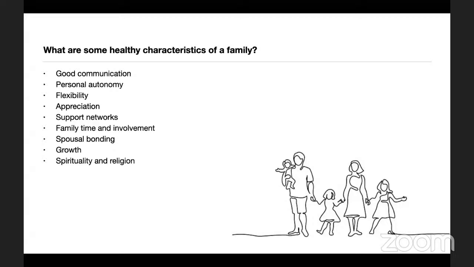So what are some healthy characteristics of a family? The list is very extensive, but it includes good communication between all members, personal autonomy for each person, flexibility within the family unit, appreciation for one another and the roles that each member plays, support networks both internally and externally, family time and involvement, spousal bonding, growth personally and as a family group, and spirituality and religion can also play a supportive role.